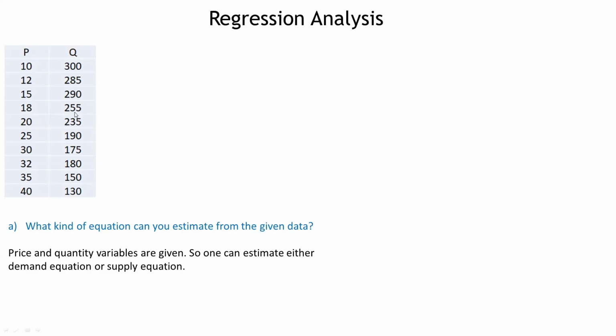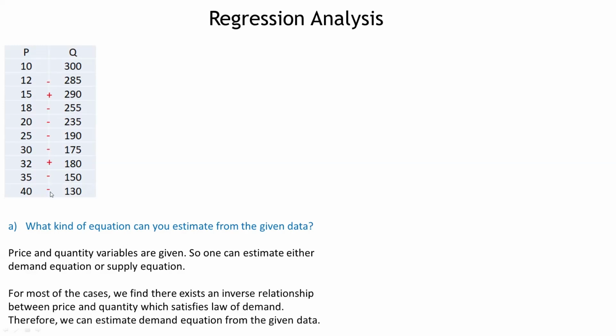This way, if we move down, we find that for most cases, the relationship between price and quantity is inverse. That is, for most cases, the law of demand works. That is why we can expect to have a demand equation from the given data. Now the question is, how can we estimate the desired equation? As I have mentioned, for most of the cases we find there exists an inverse relationship between price and quantity, and hence we can estimate a demand equation from the given data.